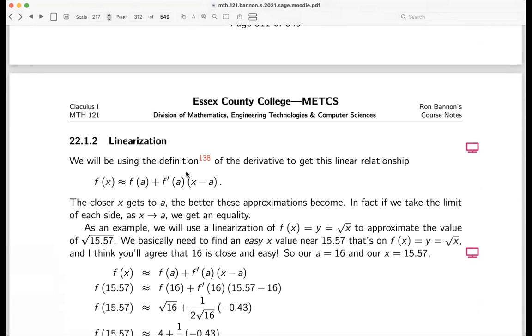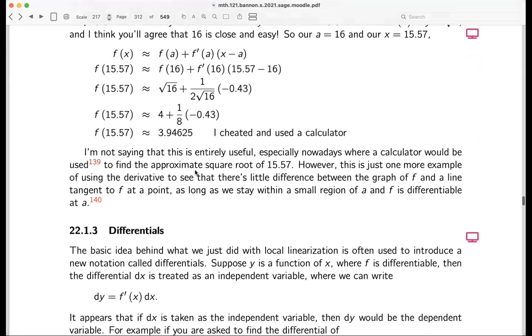We will talk about using a linearization to do approximations to functions near the point of tangency. And we'll go through examples of that.